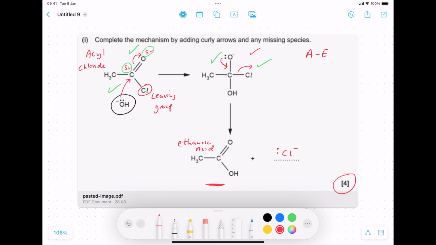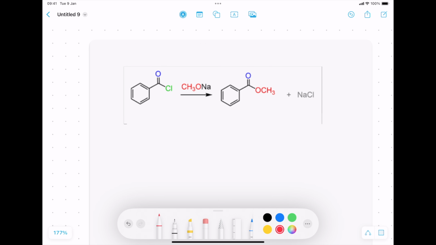Let's take a look at the second. We have an unsaturated acyl chloride. Unsaturated means containing a double bond or a triple bond or a benzene ring. And the nucleophile is what's highlighted in red here.